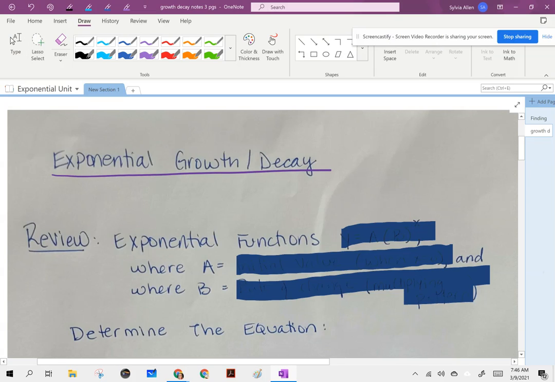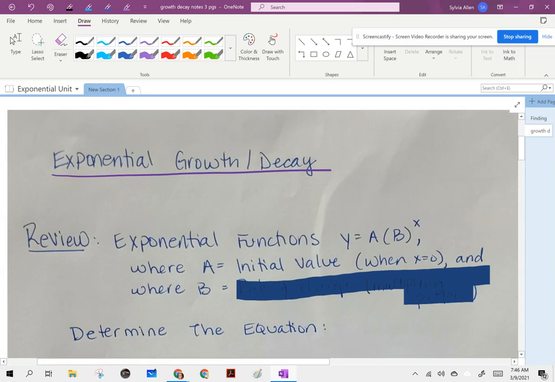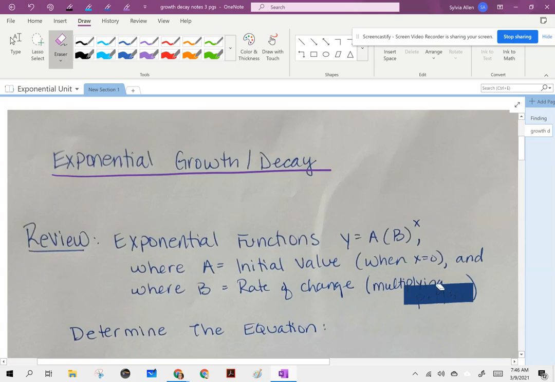And before we do that, let's go ahead and review exponential functions. So exponential functions are in the form of y equals a times b to some power of x. So x is going to be in that exponent. It's important to know that a is going to represent the initial value. So when x is 0, then you are going to be able to find the y value, and that will represent a.